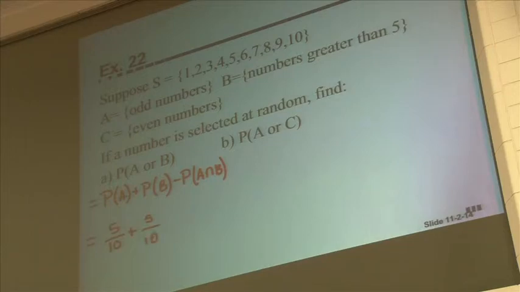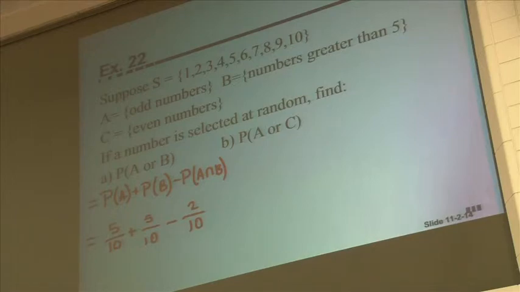So that's the probability that you choose an odd number, and that's the probability that you choose a number greater than 5. But now we need to see, are there any odd numbers that are also greater than 5? Sure. How many? Odd numbers greater than 5: 7 and 9. Minus the 2 odd numbers that are also greater than 5. So minus 2 out of 10.